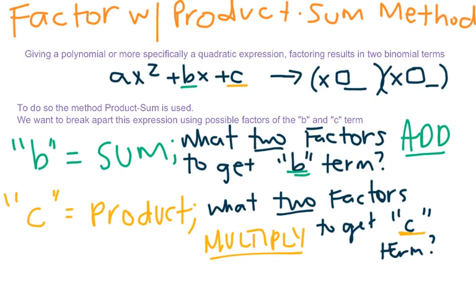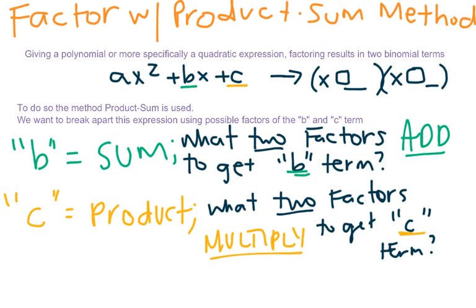Given a polynomial, or specifically a quadratic expression, because sometimes we might not have a B term or we might not have a C term, we are factoring. Our factoring results in two binomials, okay? So we might have that greatest common factor on the outside like in the previous slide, but then we could have two binomials on the outside as well.